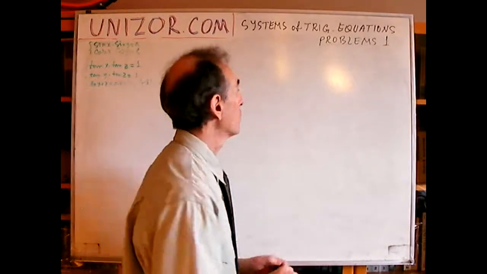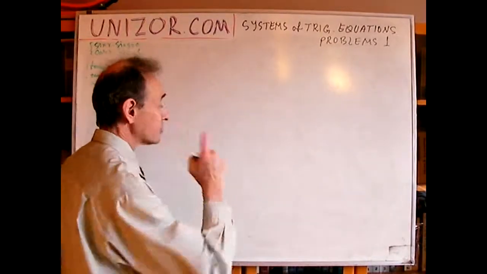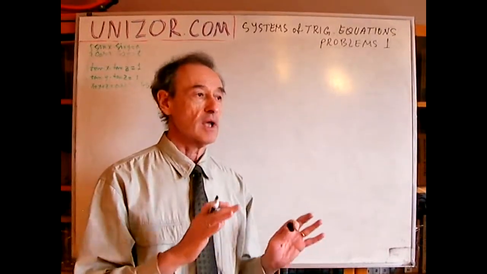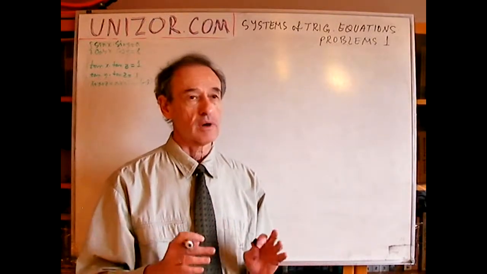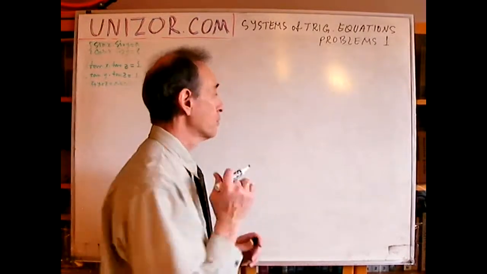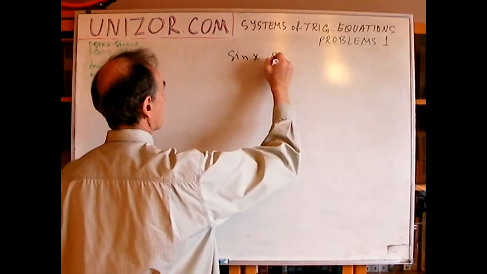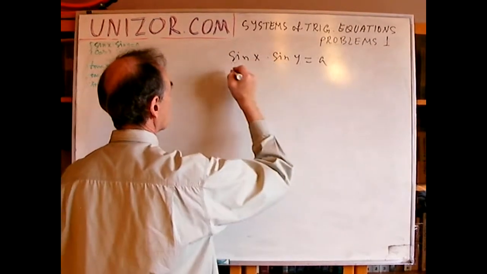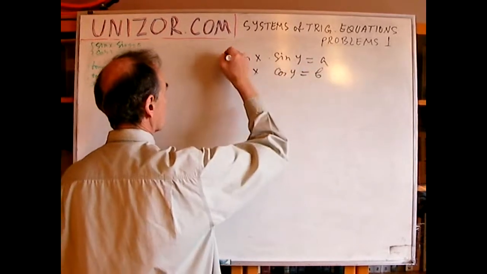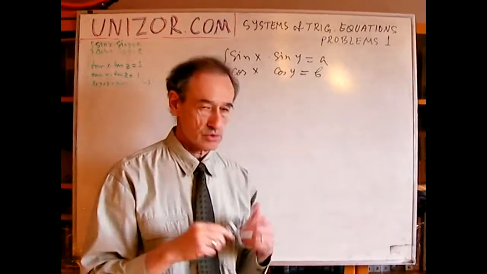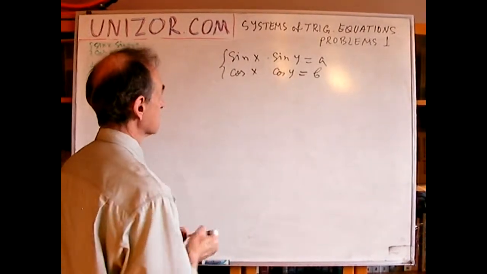Okay. Without further ado, I have two problems. Actually both seem to be easy. However, in both there is a certain trick or carefulness, if you wish, which you would like to exercise. Okay, one looks very simple. Sine x sine y equals a, cosine x cosine y equals b. So that's the system. Two variables, x and y, and two equations. This is the system.